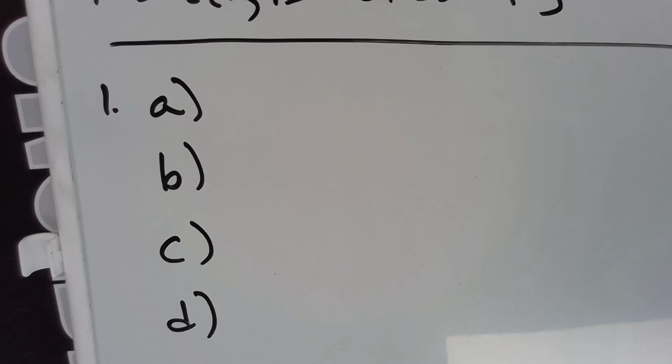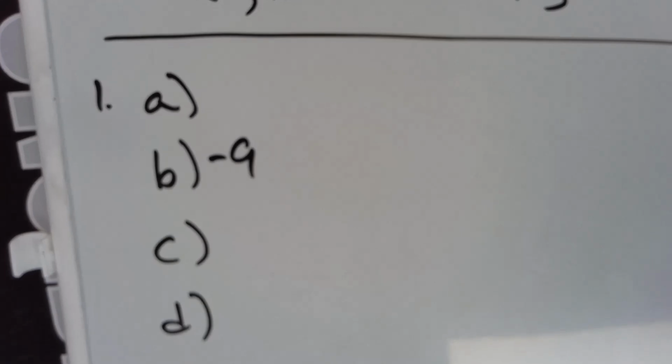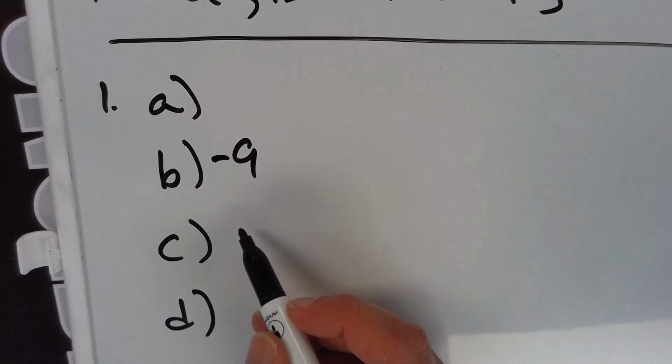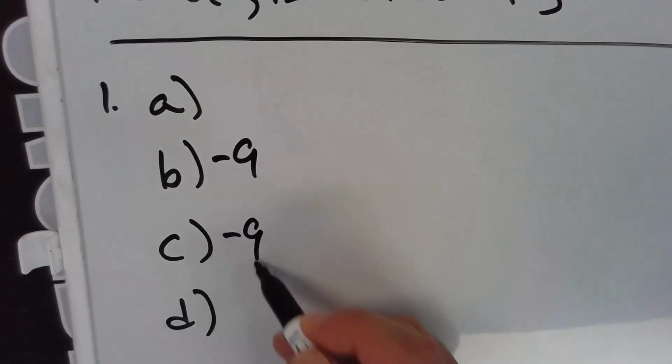So, here we go, negative 9. Is negative 9 a natural number? No. Is it an integer? Yeah, so we've got to put it there. Is it a rational number? Yes, it is. Is it an irrational number? No, so let's not put it in that category.